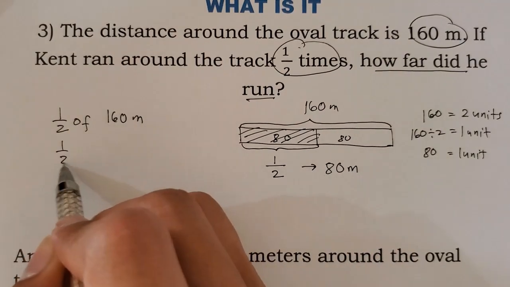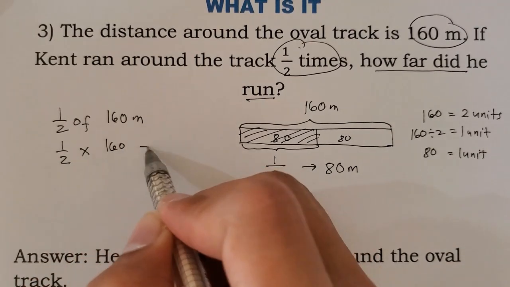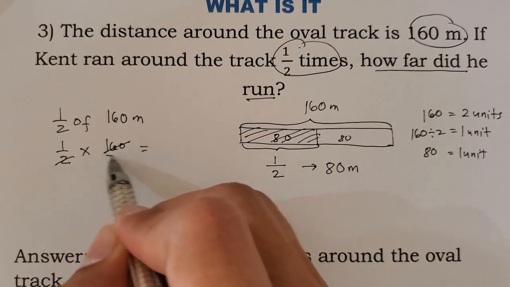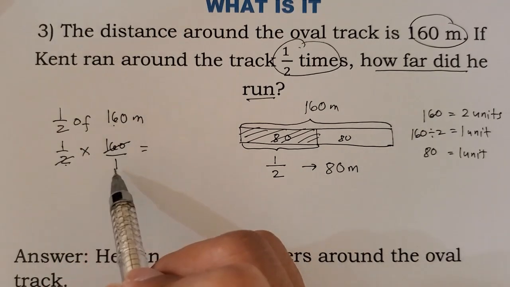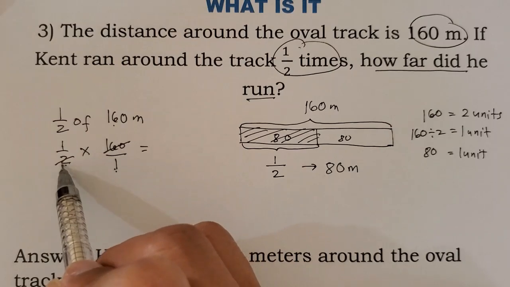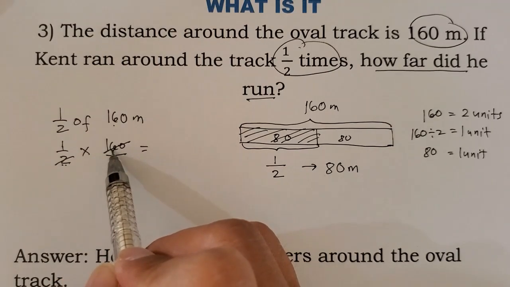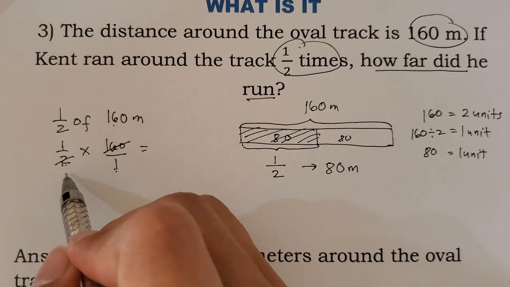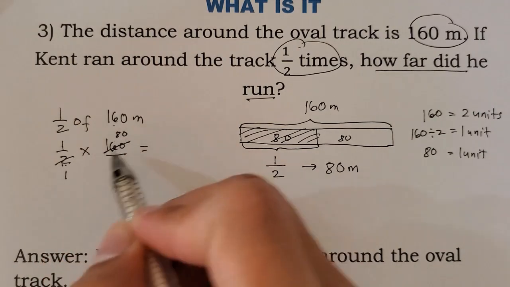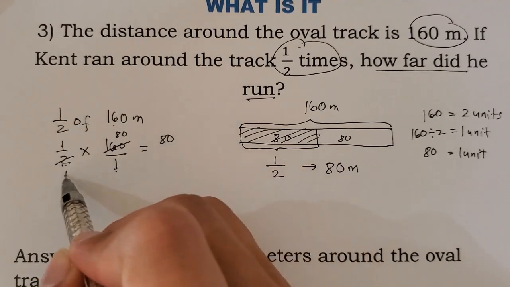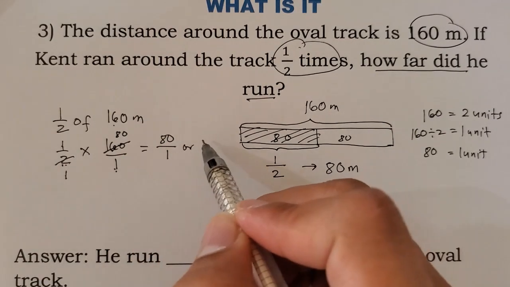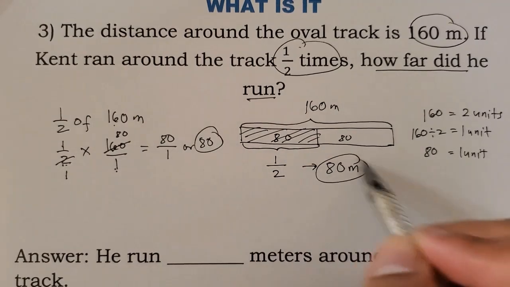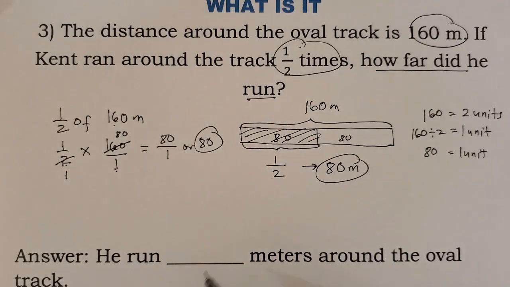Or if you are to get 1/2 of 160, that will also give us, cancel this one. Multiply numerator by numerator, denominator by denominator. 160 is the numerator, with 1 as its denominator. And of course, 2 here is a denominator. Both of them are divisible by 2. So this will become 1 and this will become 80. 1 times 80 is 80. 1 times 1 is equal to 1. Because our denominator is 1, that's also a whole number which is equal to 80. Same here. So therefore, the answer is 80 meters.